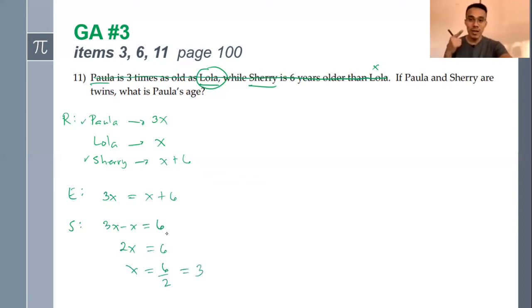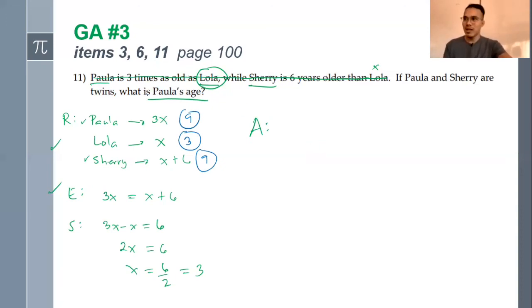You really have to be careful in your solution kasi sayang naman yung pag-interpret nyo dito, paggawa ng equation, and then mamaliin nyo lang sa solution, sayang po yung effort. You really have to be careful in every step of the way. Our X is 3. It means Lola is 3. Paula is 3 times 3, 9. Sherry should also be 9 kasi twins nga silang dalawa.